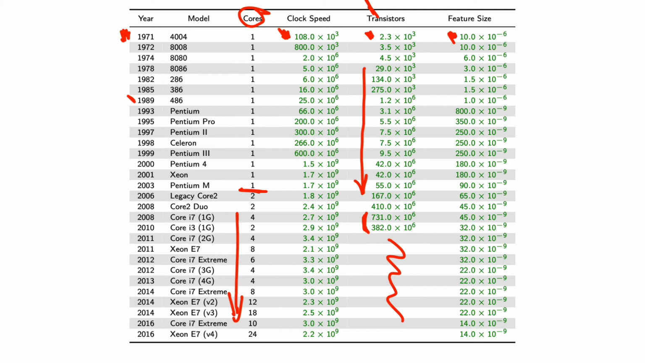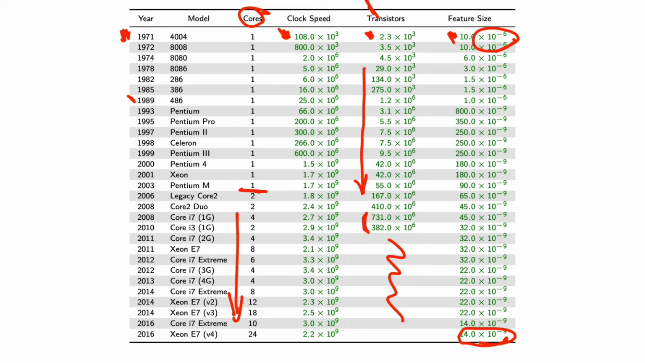Another thing we can see here in terms of the feature size is that we've gone from 10 times 10 to the minus 6 meters, or 10 microns, up to 14 nanometers, so a factor of 1,000 times smaller in terms of the basic size of components that we can lay down on the chips. And this is as of 2016, and in more recent years we've seen that feature size shrink even further. So we can put more transistors on the same area of silicon, which allows us to have a more capable processor. Finally, let's take a look at the clock speed here.